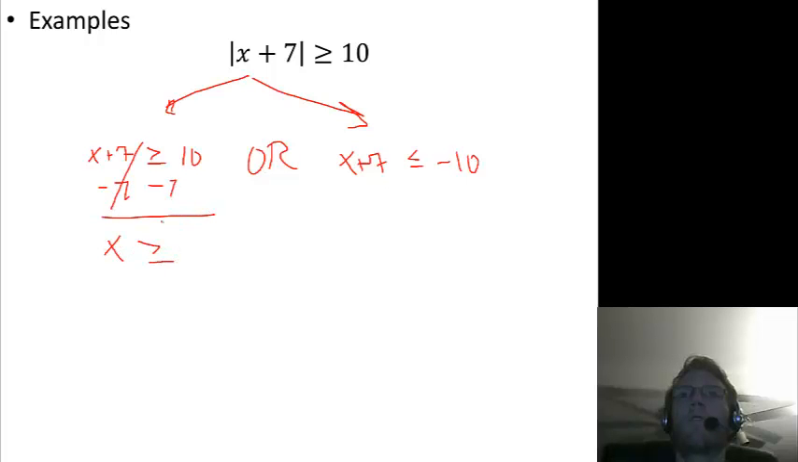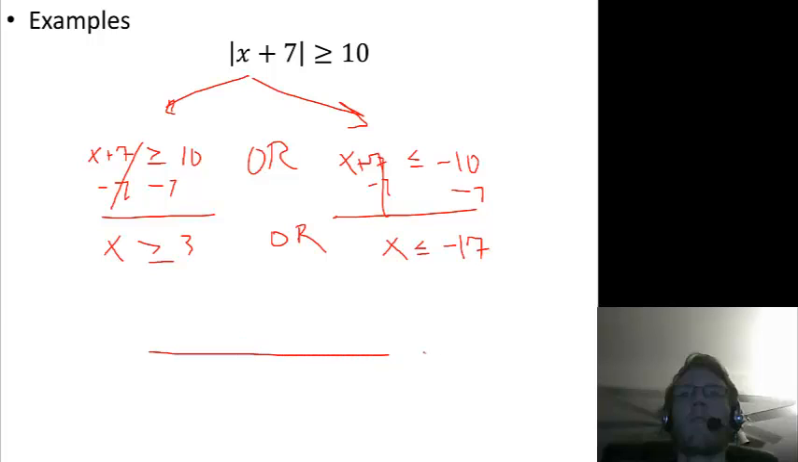X is greater than or equal to 10 minus 7, which is 3. Or minus 7, cancel. X is less than or equal to negative 17. So on our number line, we have here 0, we have here negative 17, and we have here 3.